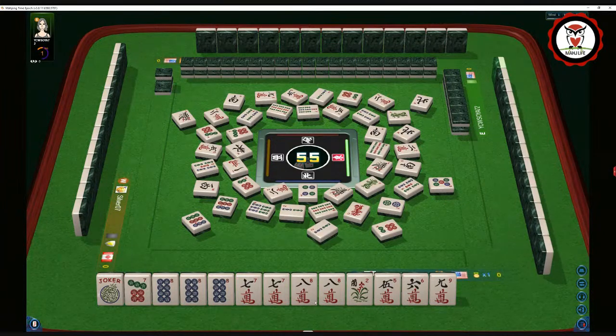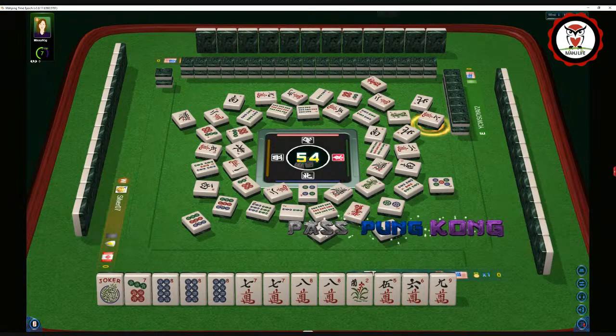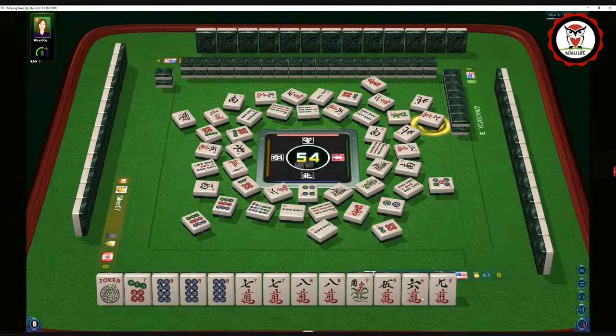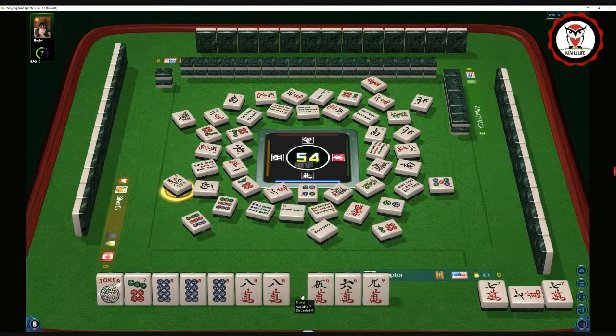7, 8, 7, 8. Red dragon. There's still one more 7 dot out, so we would have to dedicate that 7 joker. Characters. That is a pung. I think we should go for it. Pung. We're going to let the flower go. That's our riskiest tile.